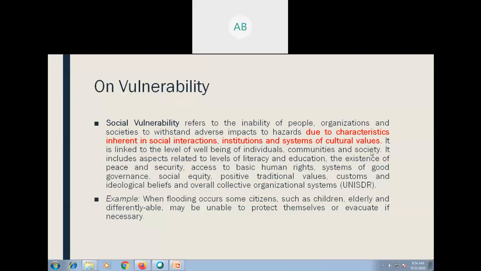Okay, so can you think of another example where literacy can contribute? If you are less literate, or if you are even more literate, how can your level of literacy contribute to your vulnerability? Can you think of an example?